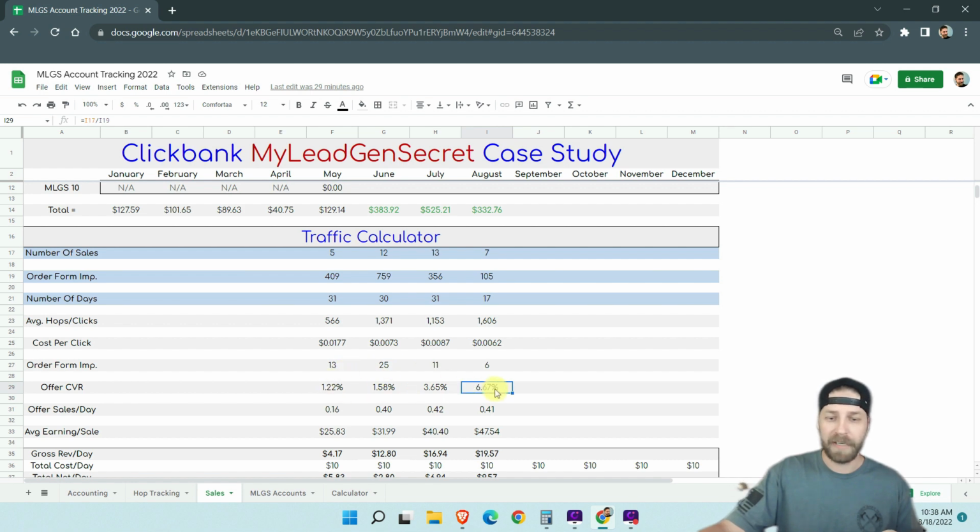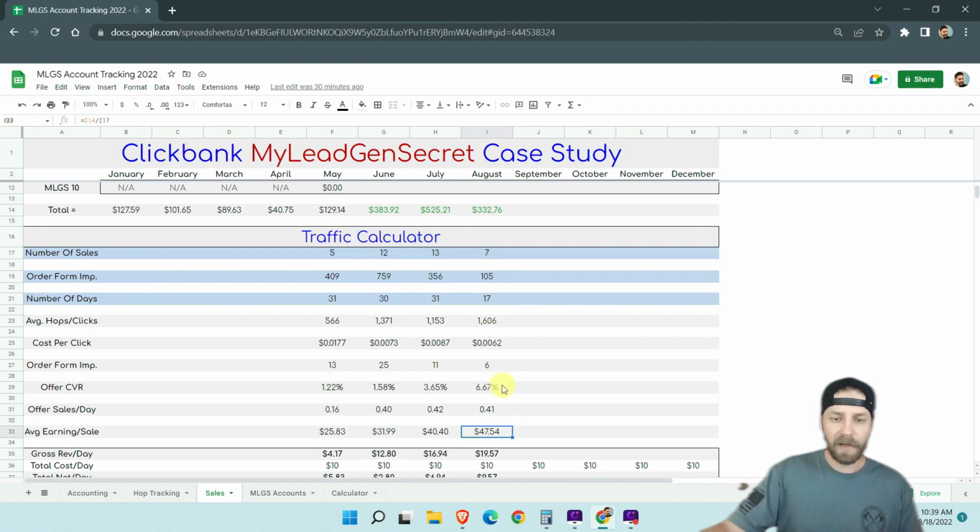Now remember, I'm 100 days in, and you can see over the months it has steadily increased. Currently I'm at this, but it might fluctuate because I'm only reporting 17 days in. Based on the number of order form impressions per day and the number of conversions I'm getting per day, I'm getting 0.41 sales per day. So not quite one sale per day, about a 41% sale per day.